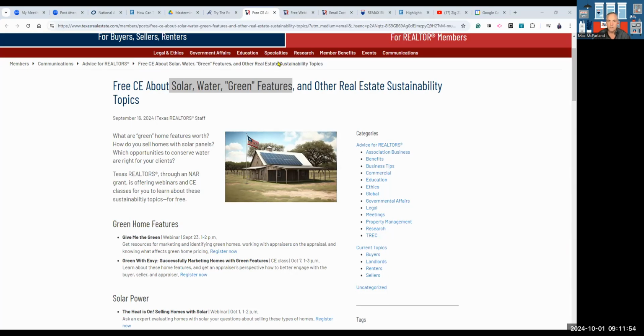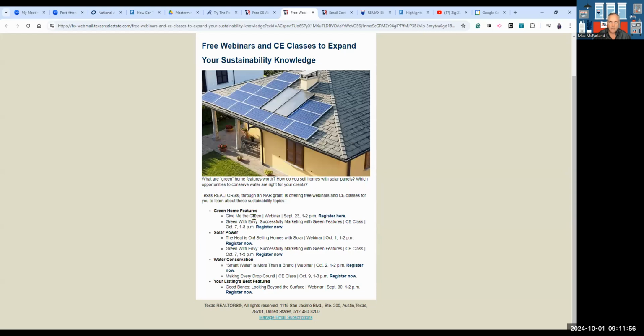But one of the ones that is on here is on solar panels. This you can see this one. This is actually, if you open it up, this is what it has. A couple of these classes already passed, but there's one today on solar power. Heat is on, selling homes with solar. That's today from 1 to 2. So you can go in and register for these.